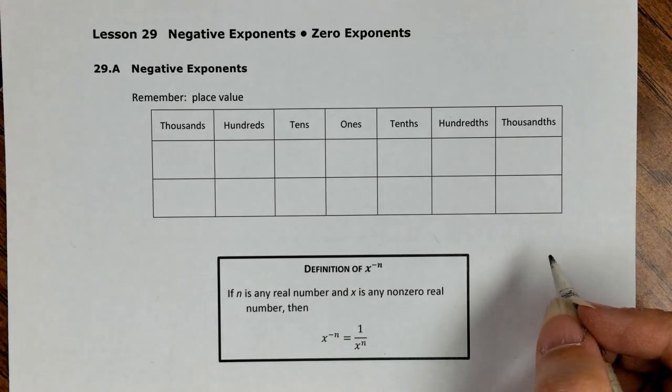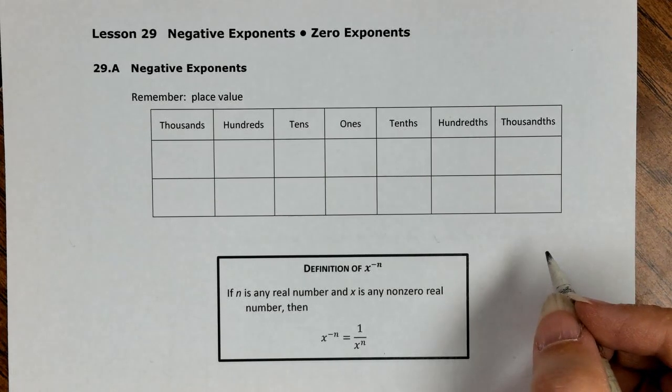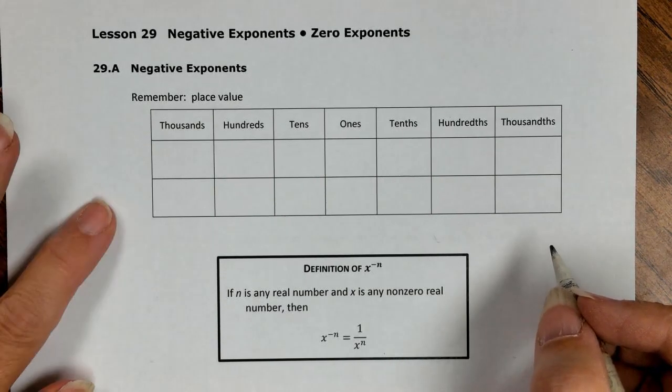Okay, Algebra 1, lesson 29 is all about exponents. And part A, as you can see, is negative exponents. Before we get started with those, we're going to talk about place value. And so we're going to fill in this chart.